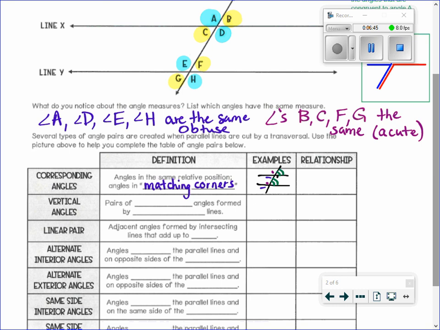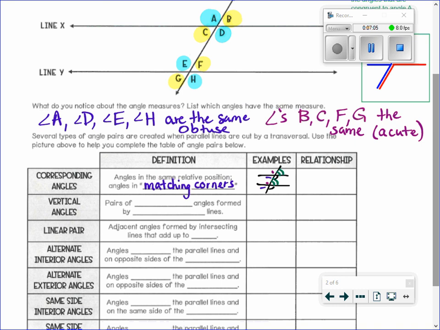And then the bottom right would match the bottom right. Those are called corresponding angles. They're corresponding because they're in the same location, just like when we talked about corresponding angles and shapes, they're in matching spots. So the relationship with this is they're congruent.